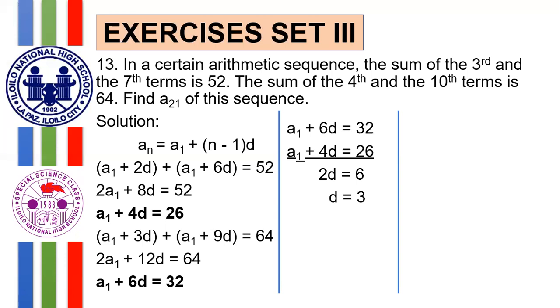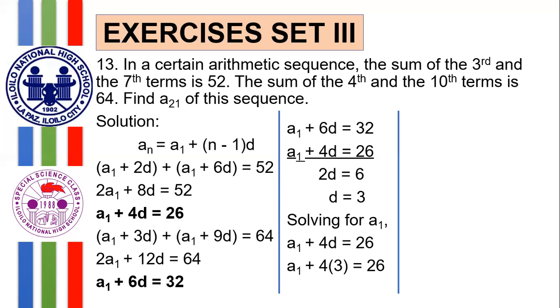But we are not yet done. We are looking for the 21st term. Since we have now d equals 3, we may solve for a sub 1 by substituting this 3 into the first or the second equation. In my case, I chose to substitute it in the first equation. And with that, a sub 1 plus 4d equals 26. I copied it first. D was substituted by 3. So you have a sub 1 plus 4 times 3 equals 26. And 4 times 3 is 12. And subtracting both sides by 12 gives you the first term, which is 14.